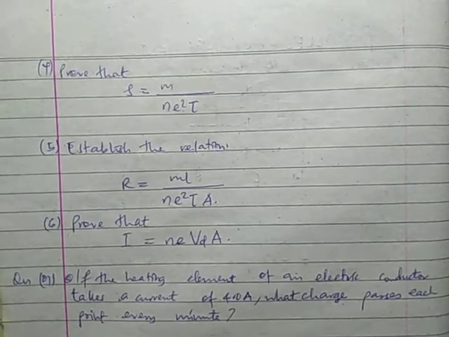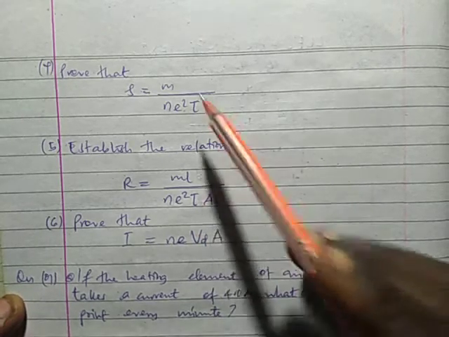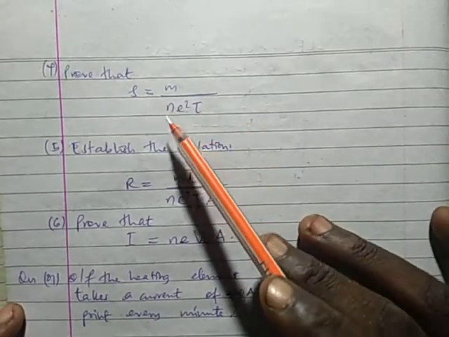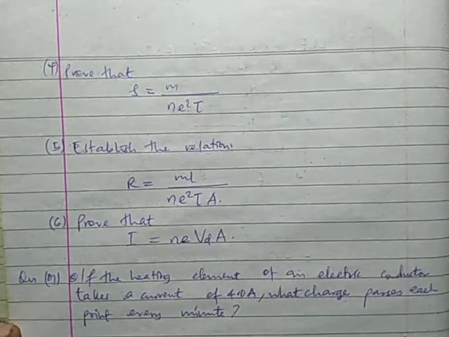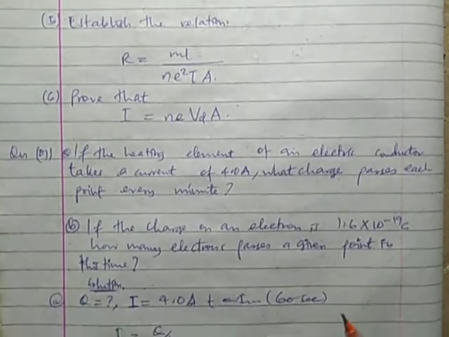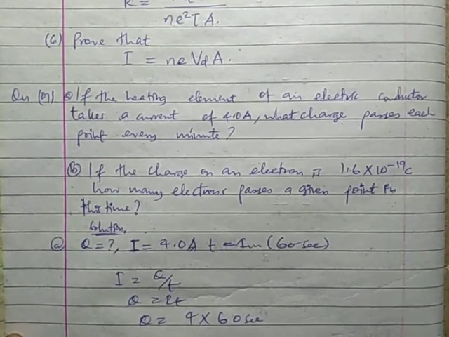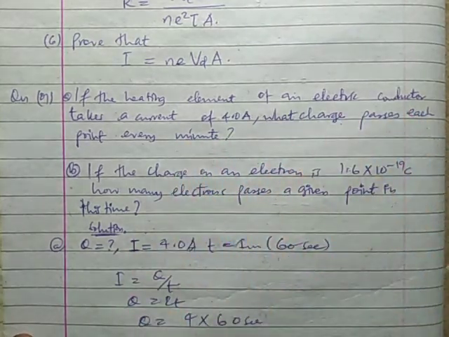Kwenye hilo swali la 4, prove that hiyo hapo resistivity ni sawa sawa na mass of an electron m, then huyo hapo charge electron density n, then electronic charge square, average time. Hivyo vyote again nakwambia viko kwenye notes. Now kwenye hilo swali la calculation la kwanza, if a heating element of an electrical conductor takes a current of 4.0 ampere, what charge passes each point every minute?